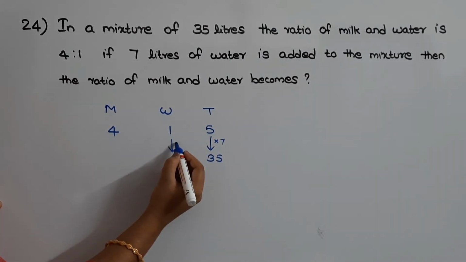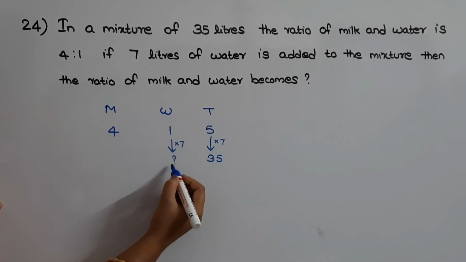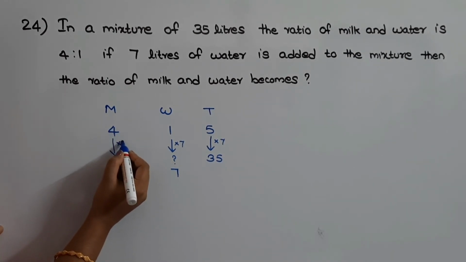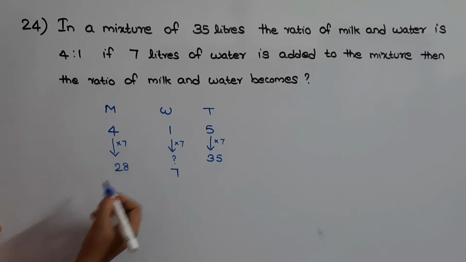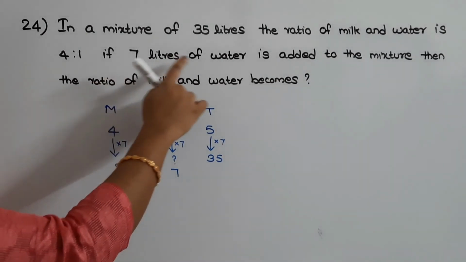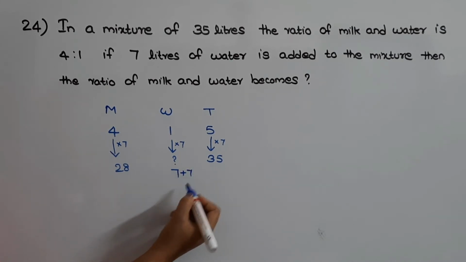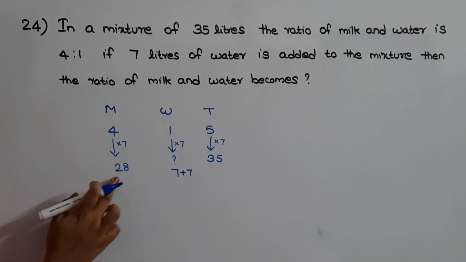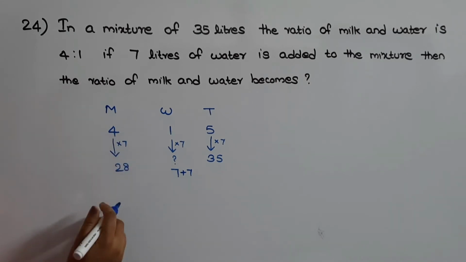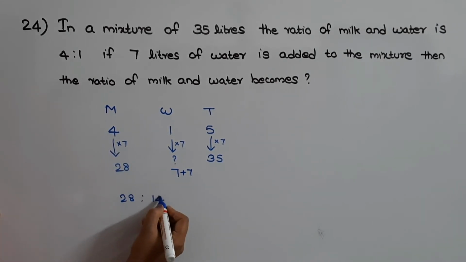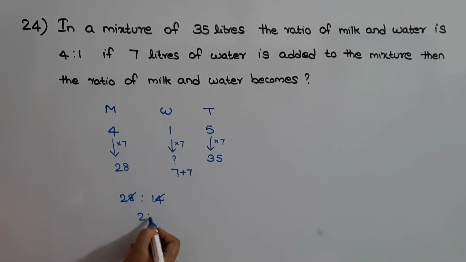So if you multiply this 1 by 7, you will get the quantity of water. So the quantity of water is 7 and the quantity of milk will be 4 into 7, that is 28. Now they are telling that 7 liters of water is added. So if 7 is added to this 7, we need to find out the ratio of this milk and water. So the ratio of milk and water will be 28:14. That is 2:1. So this is the answer.